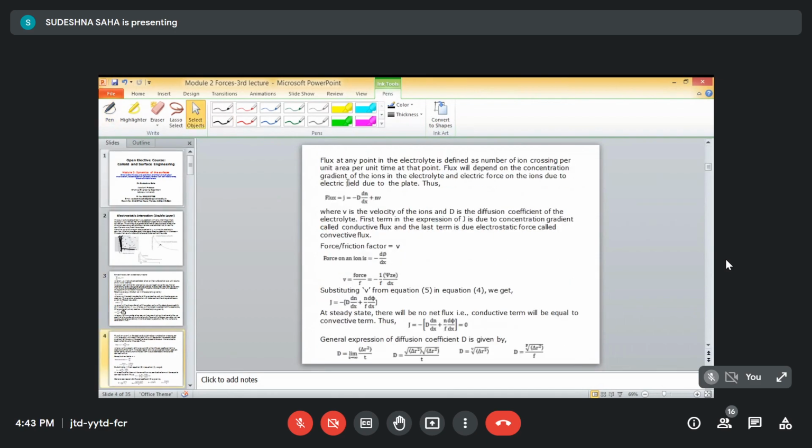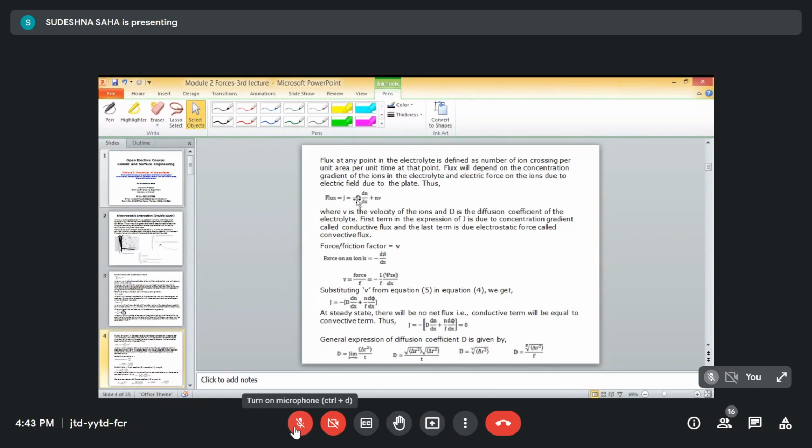The flux at any point in the electrolyte can be defined by the number of ions crossing per unit area per unit time at that point, and this flux will be dependent on the concentration gradient of the ions of the electrolyte and the electric force on the ions due to the electric field of the plate. So the flux J can be written as minus D dn by dx plus n into v, where D is the diffusivity or diffusion coefficient, and v is the velocity of the ions.